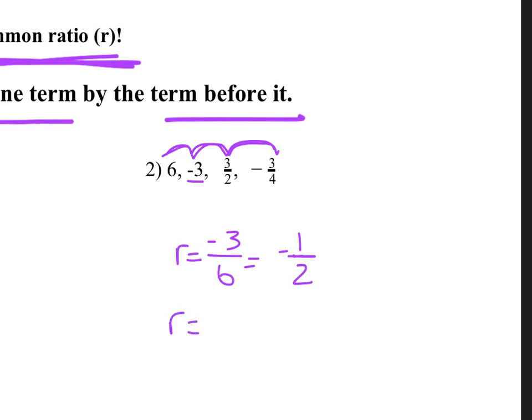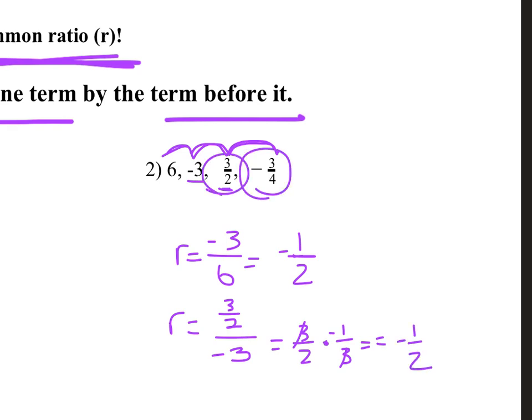But for this one, you could have also taken 3 over 2 and divided that by negative 3. And remember, keep, change, flip: 3 over 2 times the reciprocal, negative 1/3. So the common ratio is negative a half. Same thing for this one, you would get the same idea. Now, if you know it's a geometric sequence, you don't have to divide each one of them. You just have to divide one by the one before it. And if it were me, I would pick these two, because negative 3 divided by 6 is a lot easier than negative 3/4 divided by 3/2.